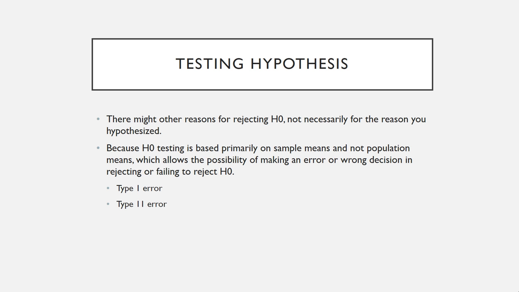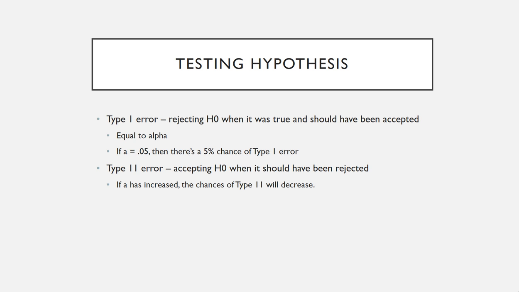In testing your hypothesis, there might be other reasons for rejecting H0, not necessarily the reason you hypothesized. Testing is based primarily on sample means and not population means, which allows the possibility of making an error or wrong decision, rejecting or failing to reject H0. So here we have two types of errors. One is rejecting H0 when it was true and should have been accepted, if alpha equals 0.05.